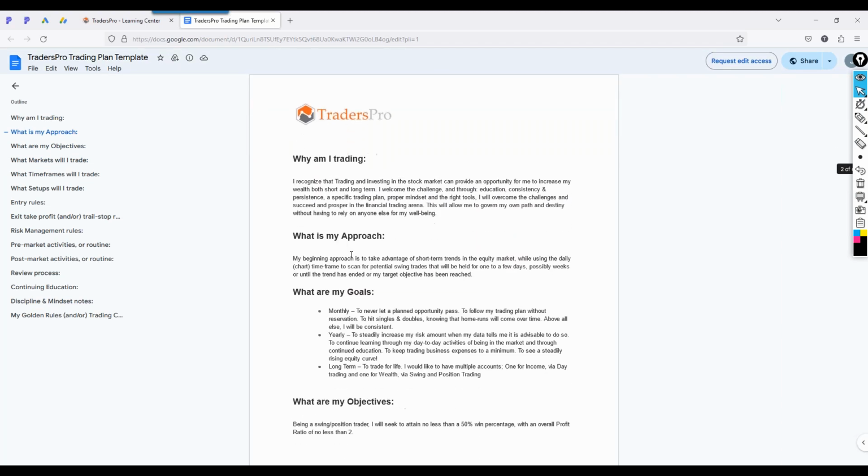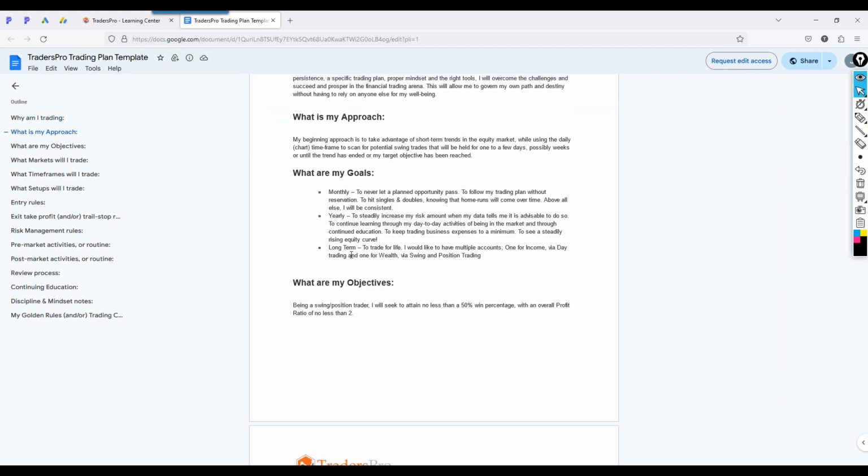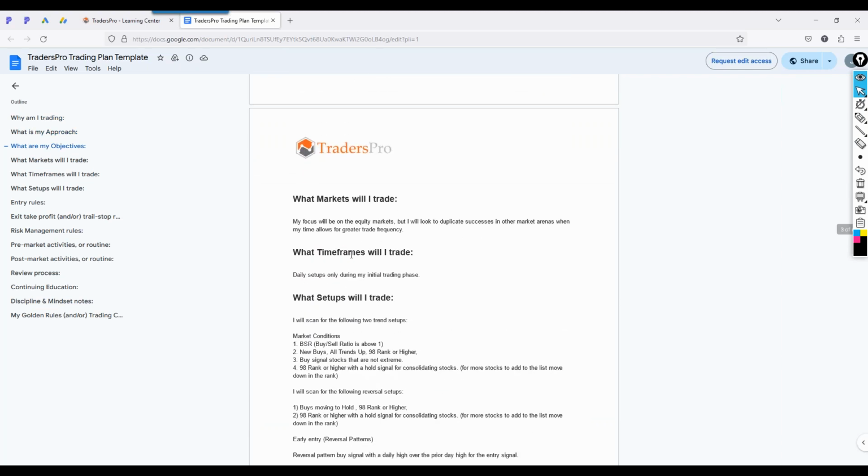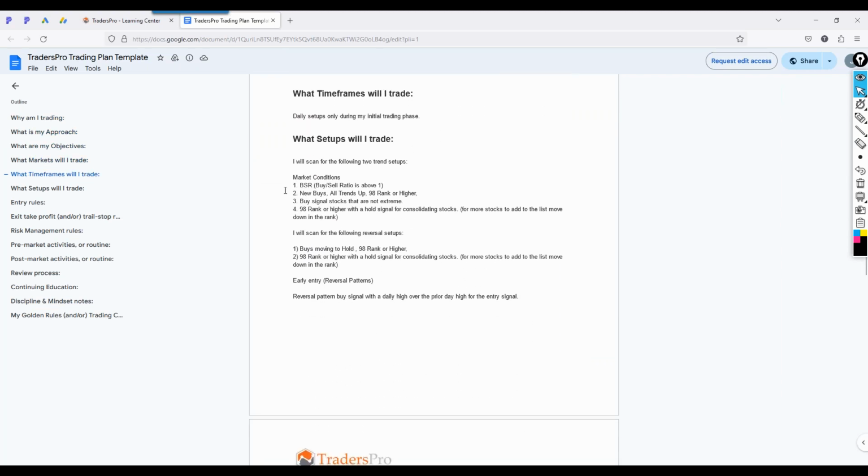That's really important, to create your plan so that as you're entering new trades, you can ask, what are my setups? I'm going to scan for the following 2 trade setups. Buy sell ratio is above 1. New buys, all trends 98 rank or higher. Buy signal, stocks that are not extreme.